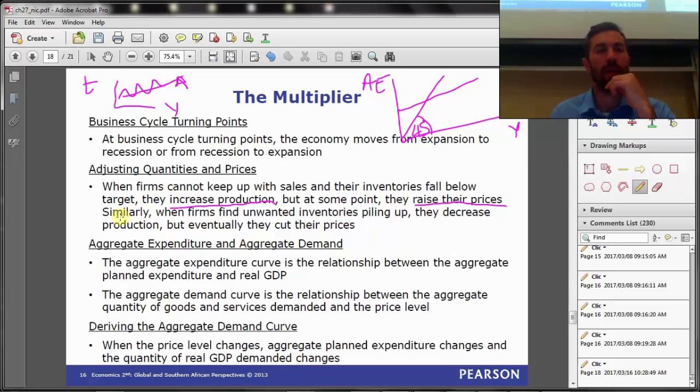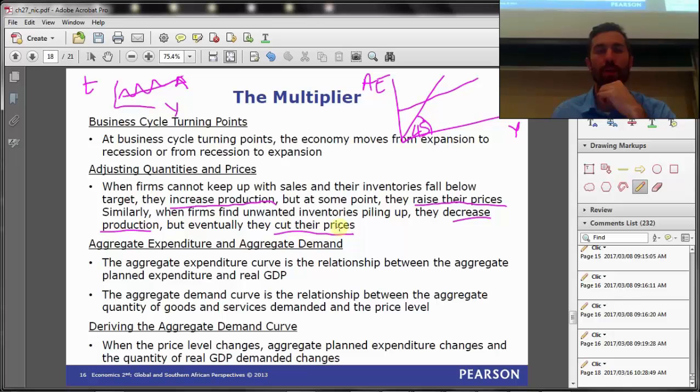In the same way, if firms have unwanted inventories piling up, in other words, they have an increase in inventories that was unplanned, we're somewhere to the right of this equilibrium point. Two ways that they can deal with this. First of all, they can decrease production, especially if prices are fixed. If they have no ability to change prices in any way, then they decrease production. Alternatively, they can also cut the prices of what they're selling.